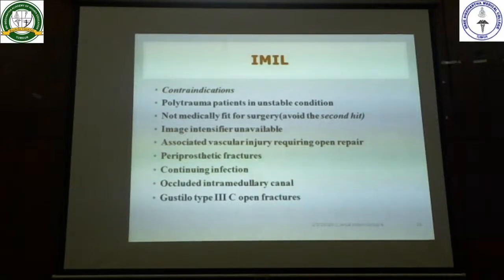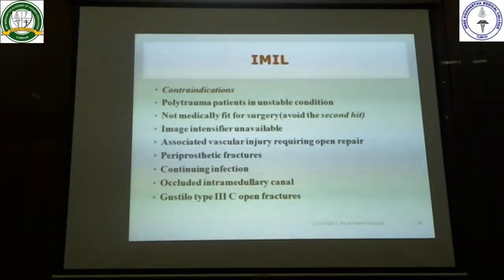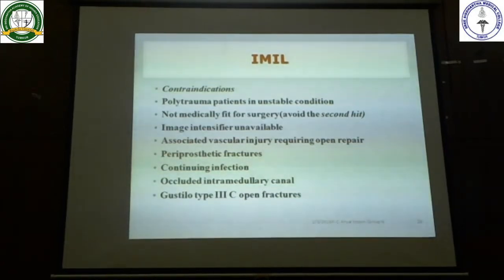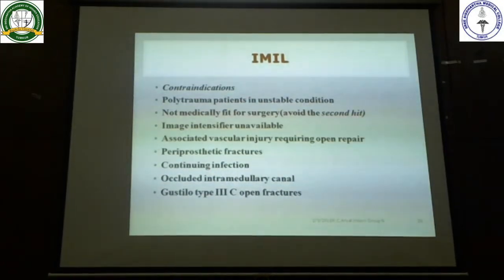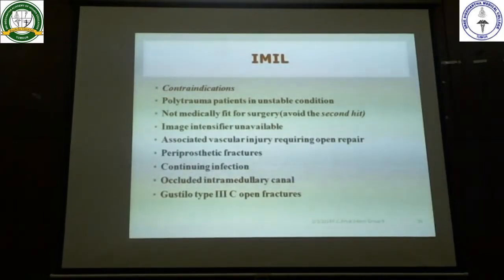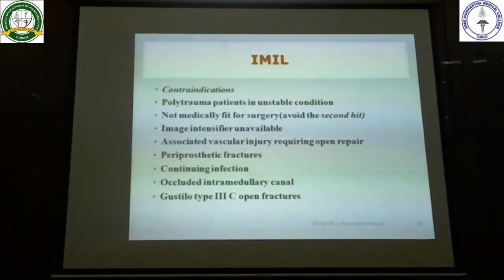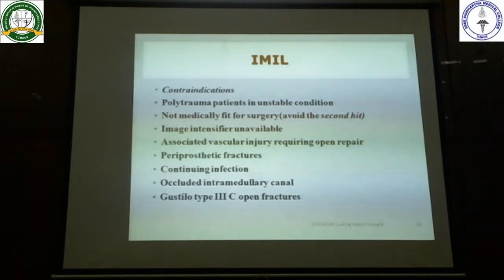So you need to have a C-arm. Without a C-arm, it is not possible. So in such conditions, you cannot go for IMIL. Associated vascular injury requiring open repair. So if the vascularity is compromised, there you may need to open up the injury site, open up the fracture site. So there you cannot use IMIL, right?